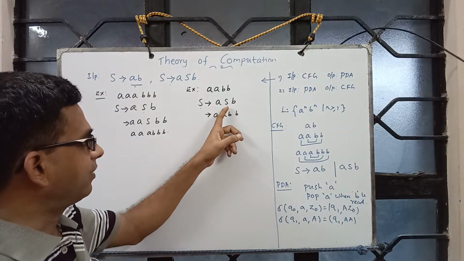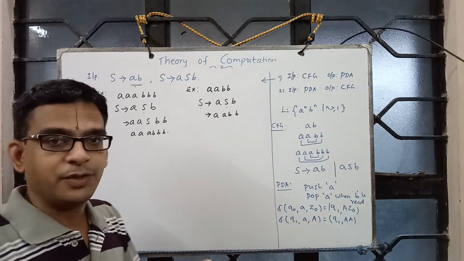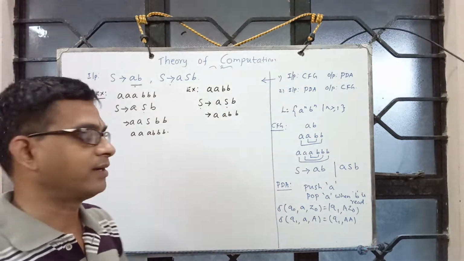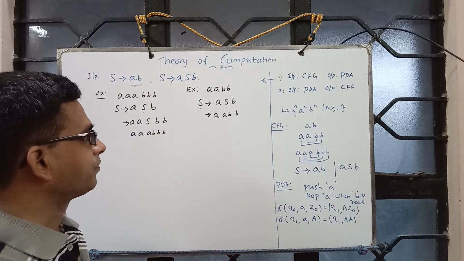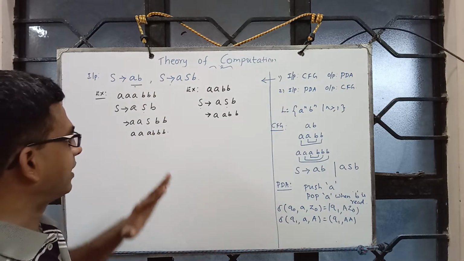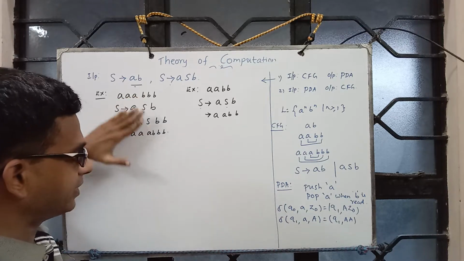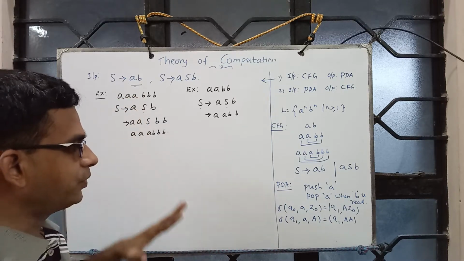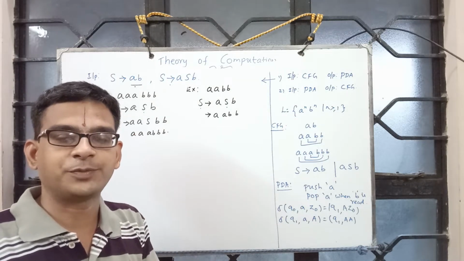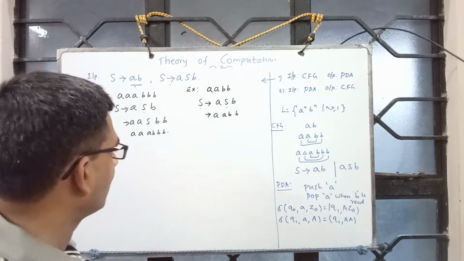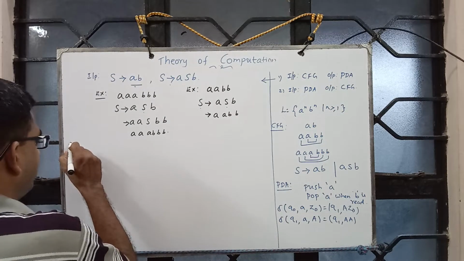And after that, when you look at capital S, you are supposed to push its production again. So the larger message is how do we map these derivations into corresponding transitions or corresponding operations with respect to the stack. Fine. So here is the idea.